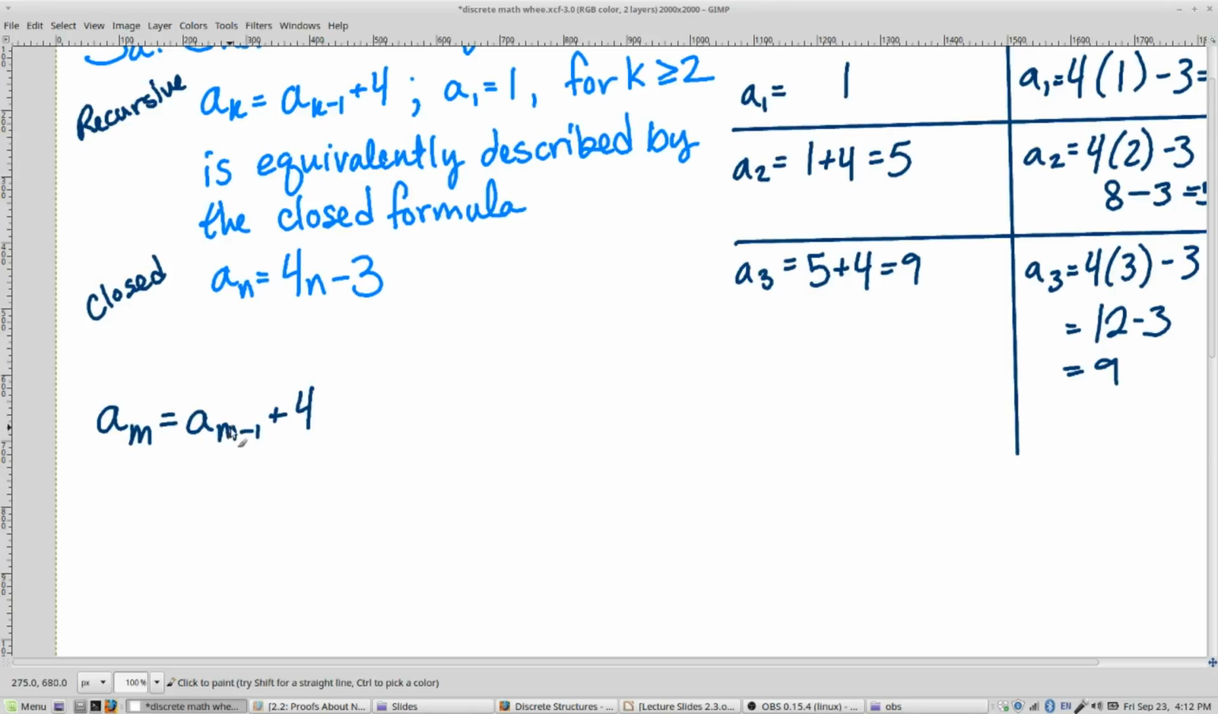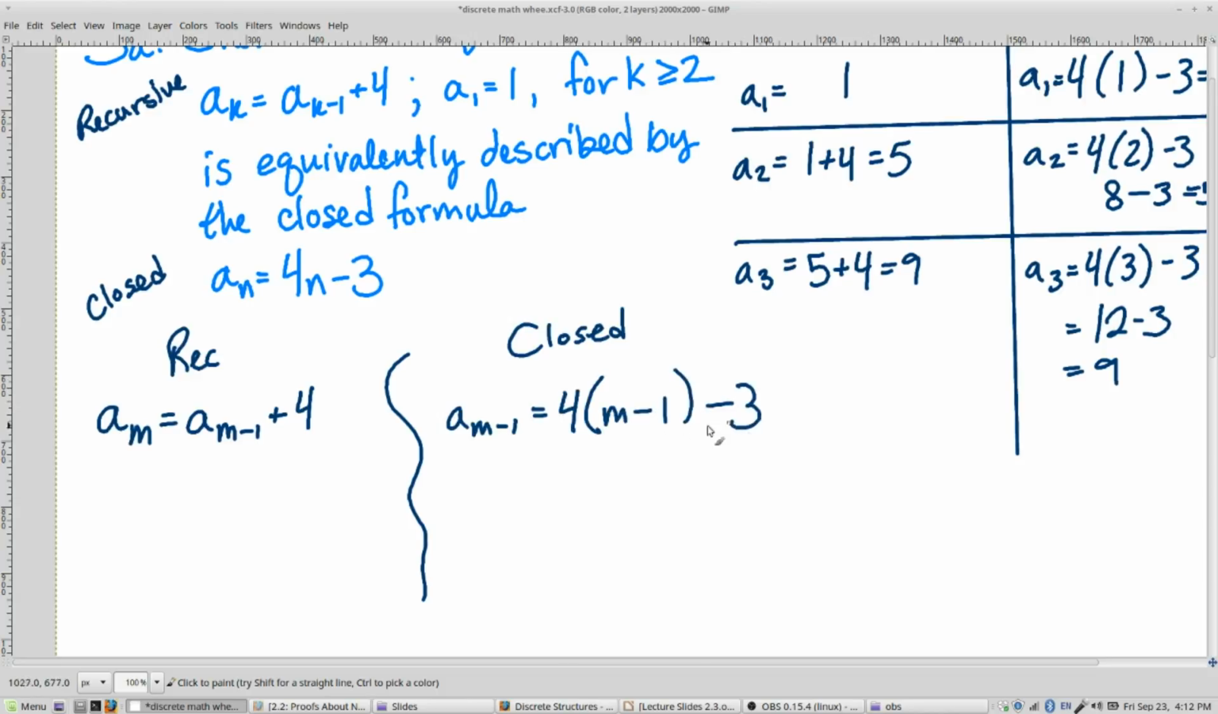Now we need what a sub m minus 1 is. We don't have that, and we can't get it from here right now. But we do have this formula, and we can figure it out through there. So this is the recursive, and this is the closed. We can say a sub m minus 1 is equal to 4 times (m minus 1) minus 3. We're just plugging it in here. If we multiply that out, we have 4m minus 4 minus 3, or 4m minus 7. So we know a sub m minus 1 is equal to this.